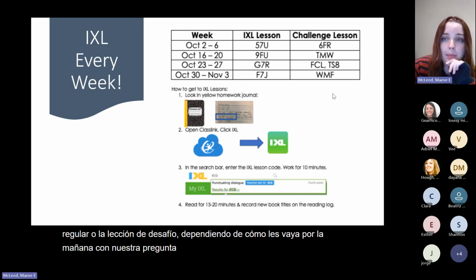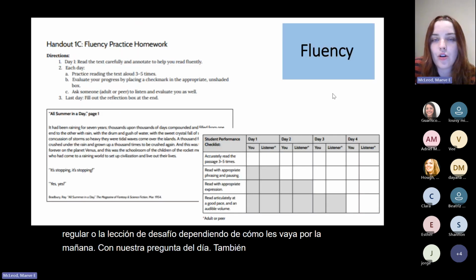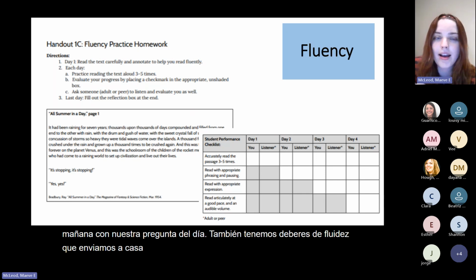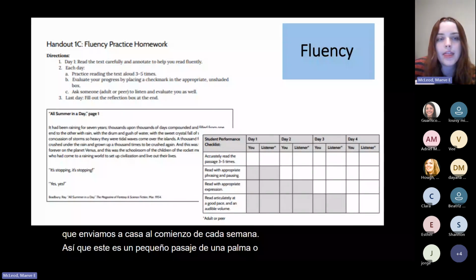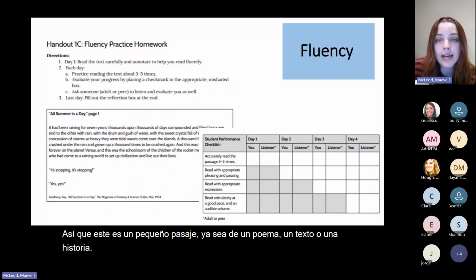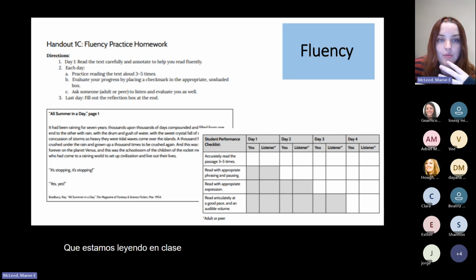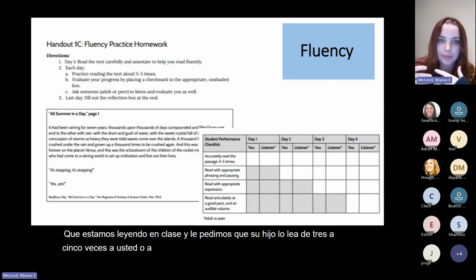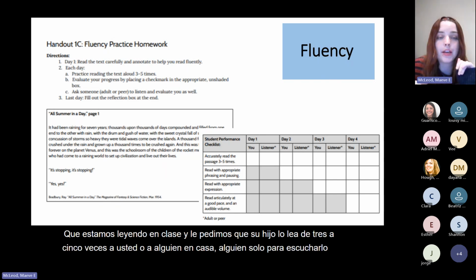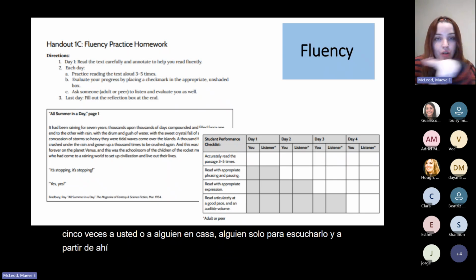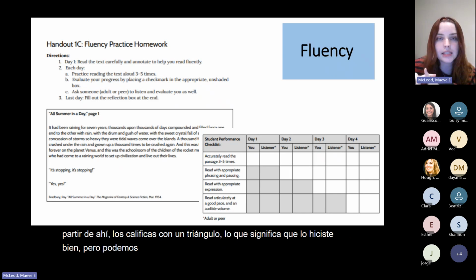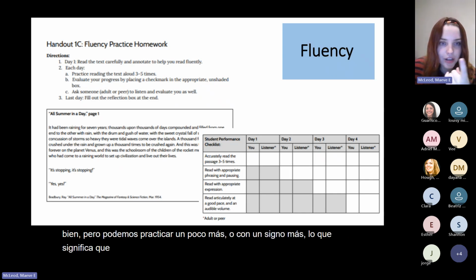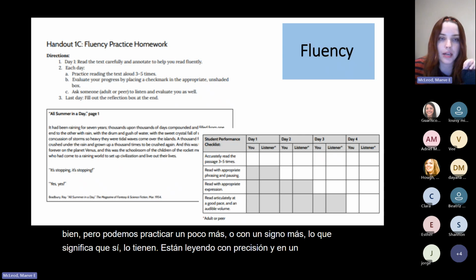We also have fluency homework that we send home at the beginning of each week. So this is a small passage either from a poem or a text or a story that we are reading in class. And we ask that your child reads it 3 to 5 times to you or someone at home, someone just to listen to them. And from there, you kind of grade them with either a triangle, which means that, hey, you did well, but we can practice some more, or with a plus sign, which means, yep, they've got it. They're reading accurately and at a good rate. Those are the two things we're really looking for.